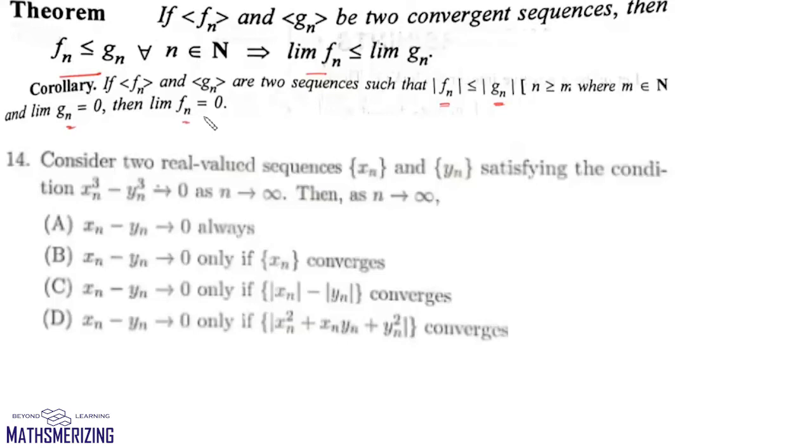Say for example, consider two real valued sequences xn and yn satisfying the condition that xn cube minus yn cube tends to 0 as n tends to infinity. Then which of the following is correct? Now we'll write mod of xn cube minus yn cube, and it'll be equal to mod of (xn minus yn) into (xn square plus yn square plus xn into yn).